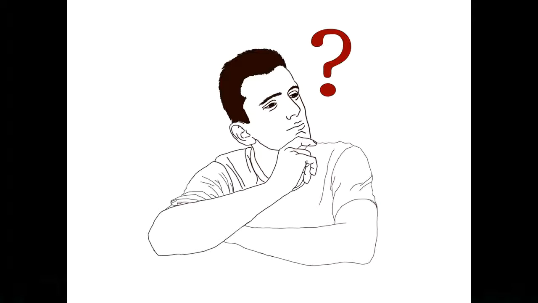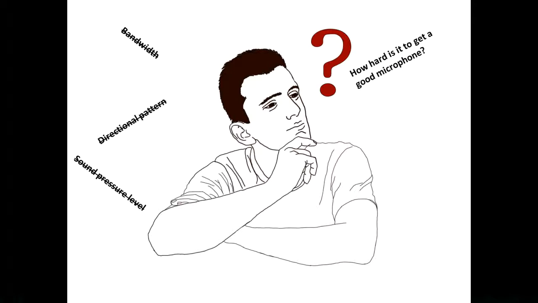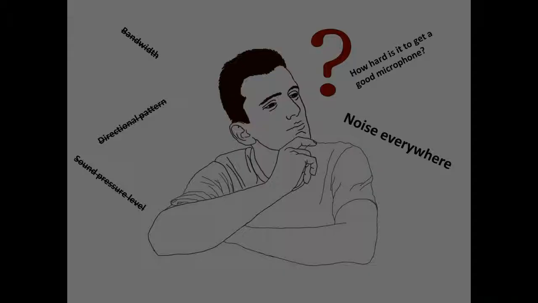Let's see what happens. Okay, so let's talk a bit about what makes a cheap microphone bad. It's not the bandwidth, or the maximum sound pressure, the directional pattern, or any other fancy parameter. It's the noise. The first complaint when making a review about any microphone is the noise, and how much of it there is. Before attempting to build a microphone, it is important to know where all this noise is coming from.